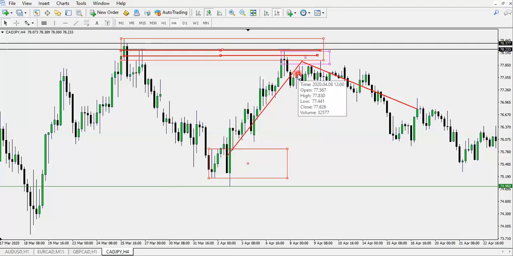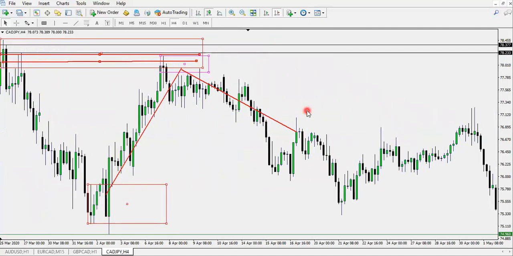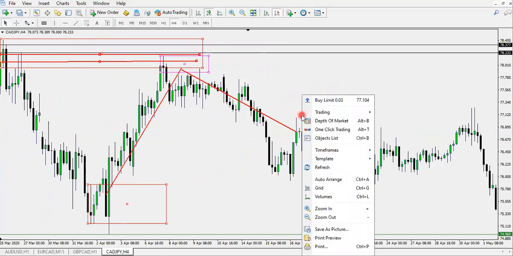I only use buy limits or sell limits. Obviously, I use a stop loss. I just don't use the orders that trigger when price exceeds a level or moves down a level. I prefer to be using the limits, so the sell limit and the buy limit.